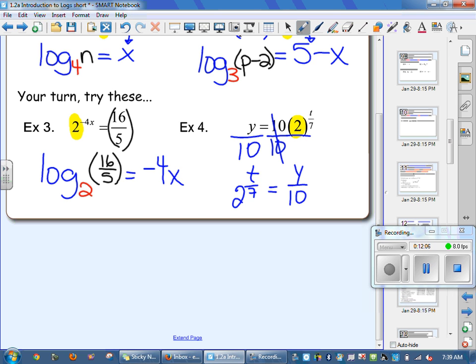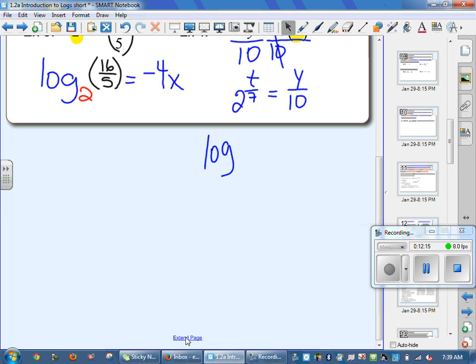So what that's going to look like, again, I start with writing my word log first. My base of my exponent is my 2, so it's the base of my log. The argument or answer is going to be my answer of my exponential. So I'm going to have y over 10 in brackets beside the word log. And that's going to all equal the exponent I started with on the base of the 2, which is going to give me t over 7. Okay, check your work and see how you did.